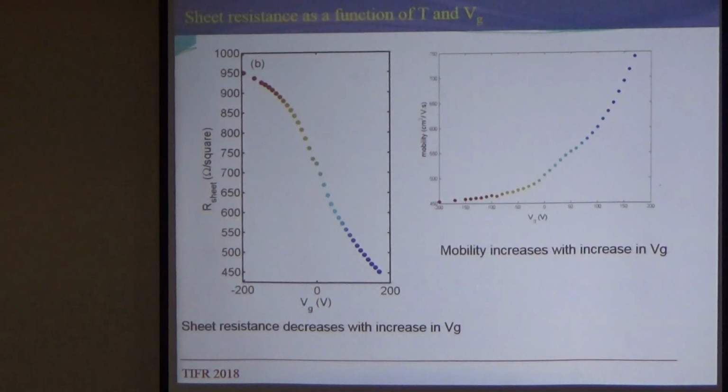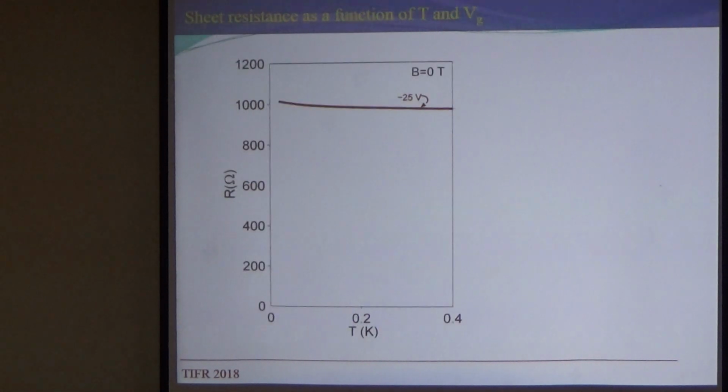So here are first the simple measurements showing the resistance as a function of gate voltage. As I apply gate voltage, the resistance falls monotonically, showing that it's an electron doped system, and mobility increases significantly with increasing gate voltage, which shows you that the main limitation in the mobility comes from number density fluctuations, which I am just screening out by increasing the number of carriers.